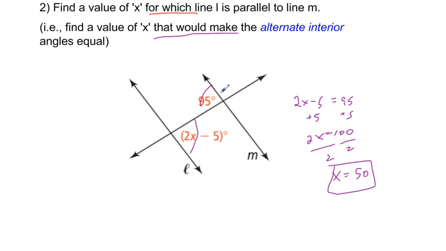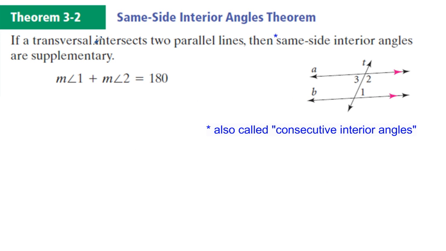If these alternate interior angles are congruent, and I found a value of x that would make them congruent, then lines L and M would be parallel. So a value of 50 for x would make these two alternate interior angles congruent and would therefore make lines L and M parallel. Let's take a look at another theorem we learned. We learned that if a transversal intersects two parallel lines, then the same side interior angles are supplementary.